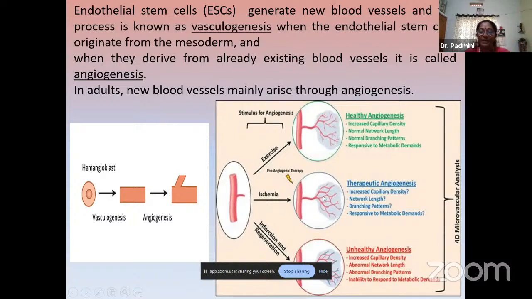When there is ischemia, there is a blood clot, and the blood clot leads to loss of blood supply to that particular area, so that's called therapeutic angiogenesis. Over there, ischemia is formed and there are no proper capillaries being formed. And infarction and regeneration: sometimes unhealthy angiogenesis can occur during infections, and regeneration is how this particular problem arises. And all this can be treated by endothelial stem cells.